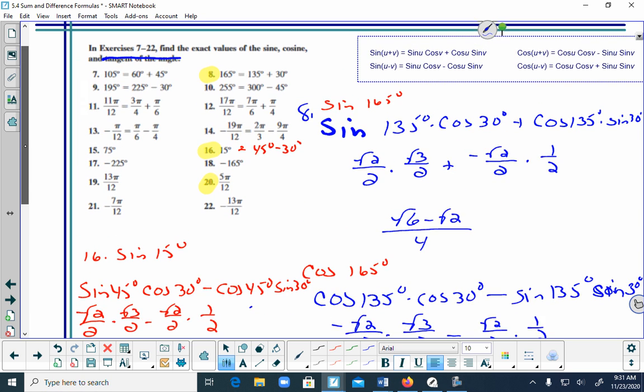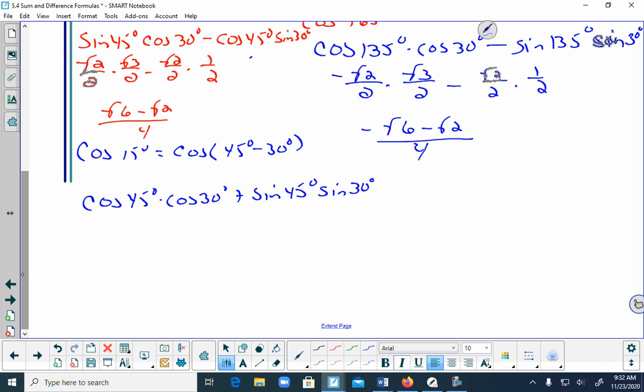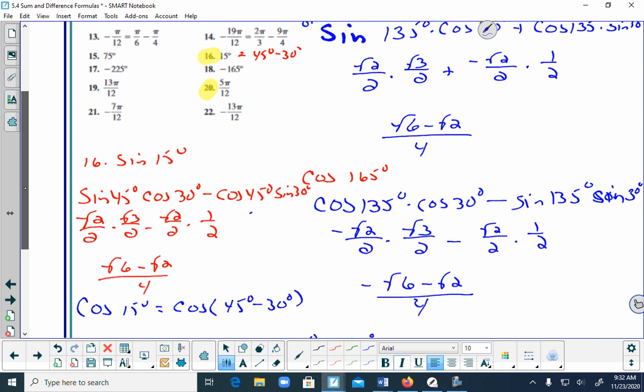Using the difference formula, just checking to make sure I did it right, which I did. Square root of 2 over 2 times the square root of 3 over 2 plus the square root of 2 over 2 times sine of 1/2. So I end up with the square root of 6 plus the square root of 2, all over 4. And that was number 16.